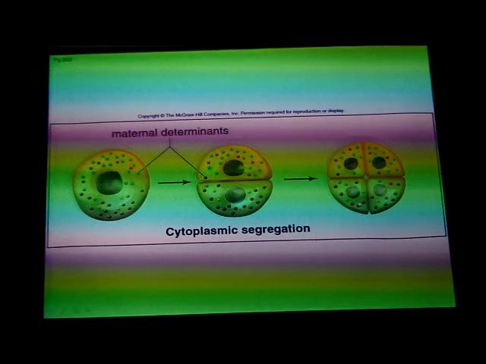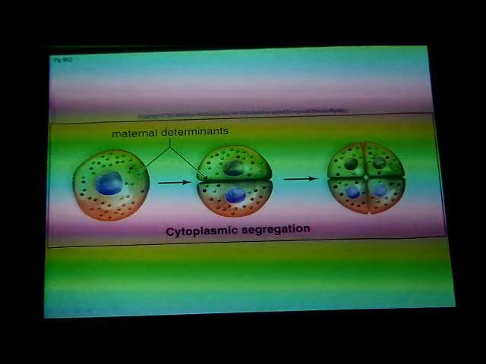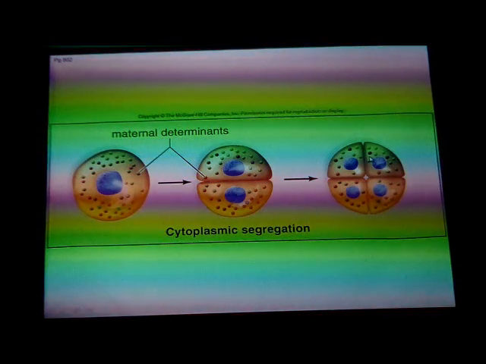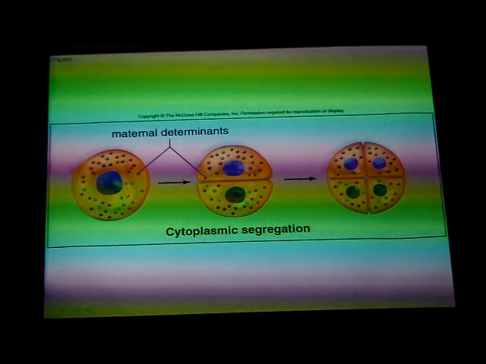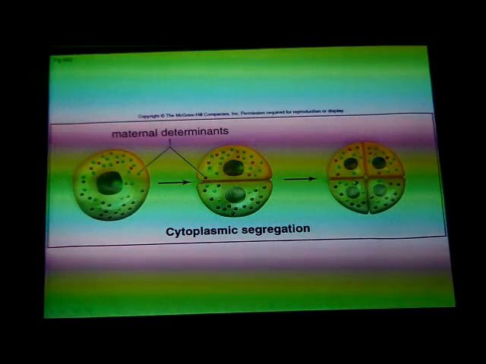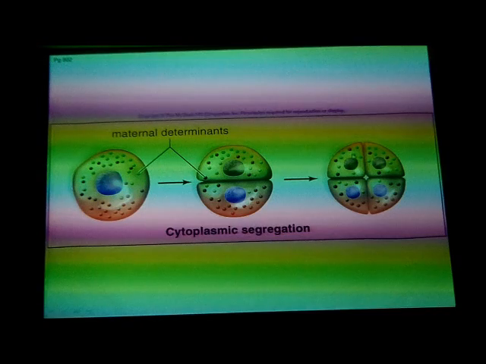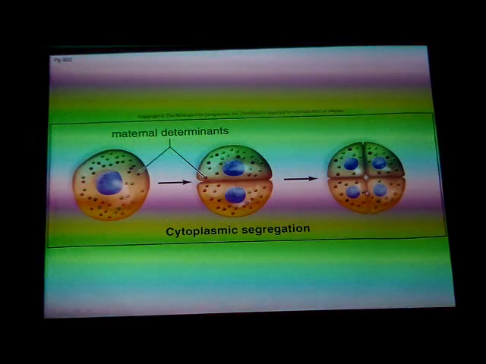So maybe if you got a lot of red determinants, you'll become the bottom half of the body. And maybe if you got a lot of green determinants, you'll become the top half of the body. And that's how the cells become different. That's one of the ways the cells become different. There's actually a lot of ways that cells can become different, but a lot of it relies on these proteins that are in the cytoplasm that we call determinants.